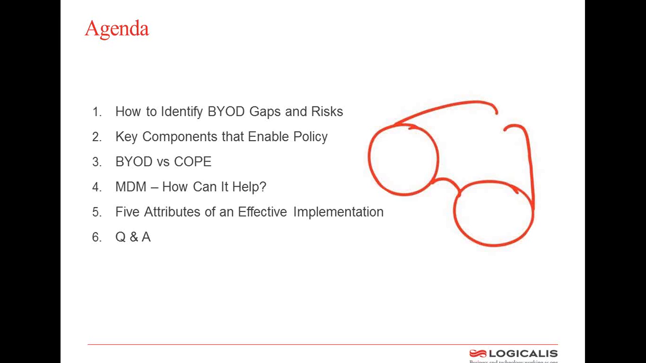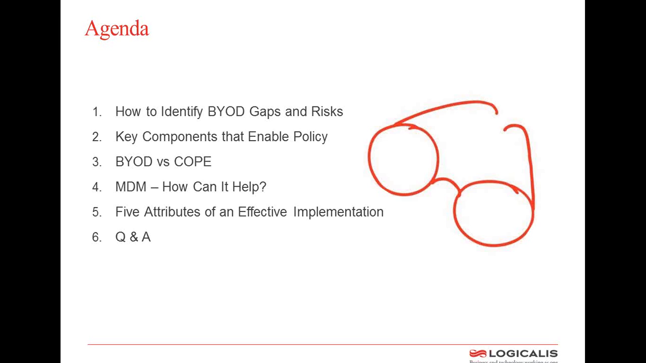We'll look at some of the components that help us enable the policy. We'll also compare BYOD, which all of us know and love, with a slightly different approach, which is known as COPE, and we'll define that, and we'll also compare COPE with BYOD and see how it stacks up, some of the pros and cons. We'll look at mobile device management. Sorry about all the acronyms here, but in IT, of course, plenty of acronyms, and secure mobility is no different. And then finally, we'll look at some attributes of an effective implementation and how we can actually measure that.